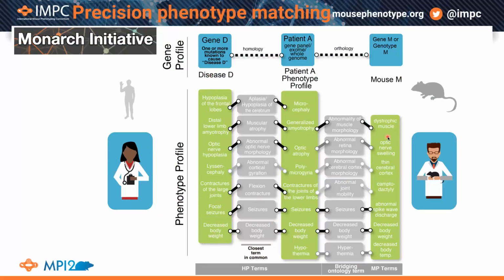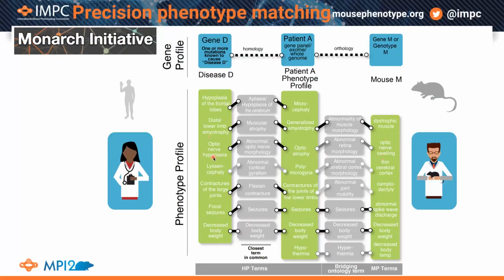So the key is that it's not a lexical matching. It's built on these graphs. And we can go up the graph and traverse up and down the graph. So we can link something like optic nerve swelling in a mouse model to optic atrophy in a patient profile, or optic nerve hypoplasia that might be observed in a new patient coming into a resource.